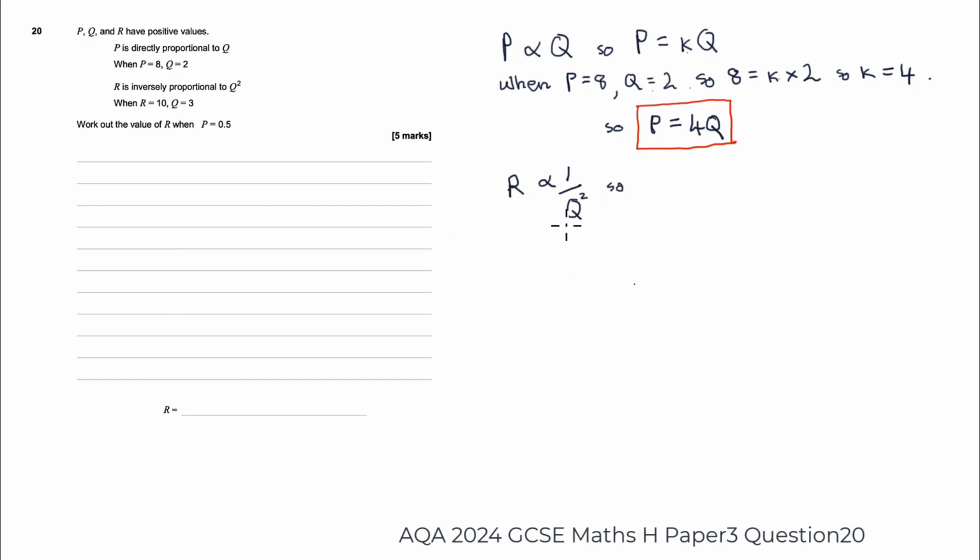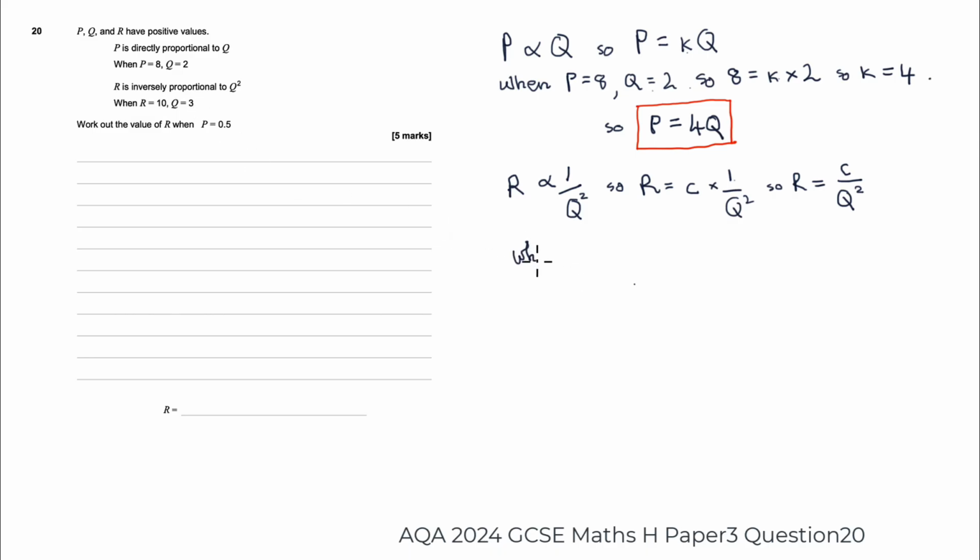R is some constant times 1 over Q squared. So R equals some constant times 1 over Q squared. And it's probably better to write that as C on the top over Q squared. Now the reason I'm using a different letter instead of K is because it's unlikely that the value of this constant is the same as the 4 that we got in part 1. So R is some constant over Q squared, and again we're given values.